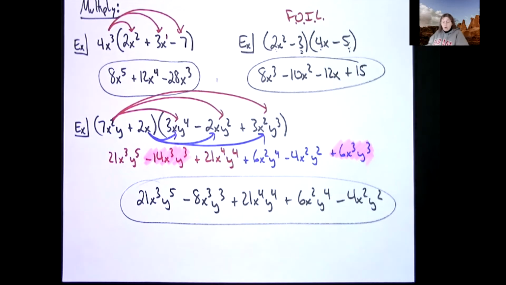Okay, now, a lot of what's in this section 5-2, they talk about special products. They talk about squaring a binomial.